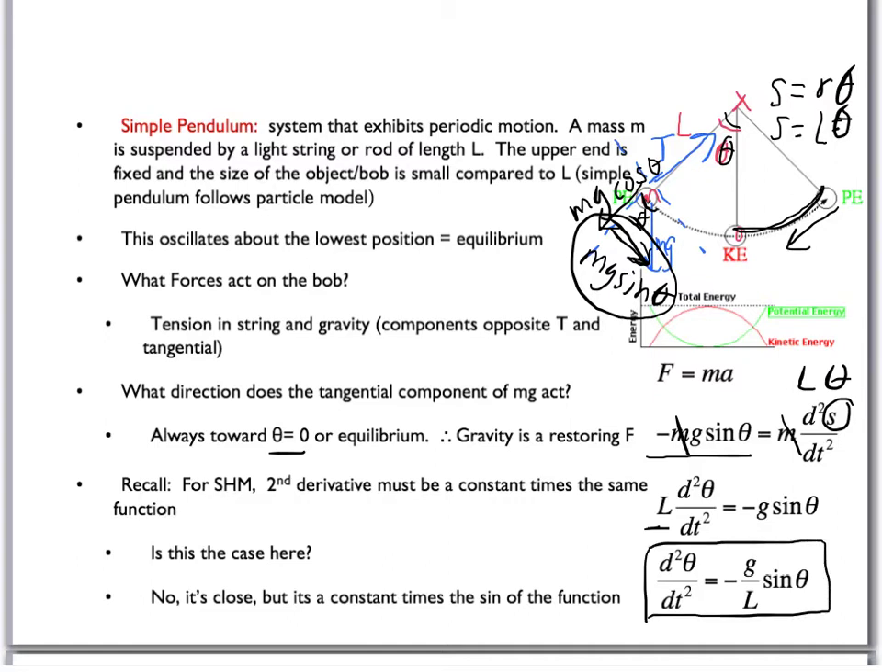What we need to remember is that for simple harmonic motion, the definition was that the second derivative of a function had to be equal to a constant times that exact same function. Is that the case here? The answer is not quite. The second derivative of the function theta is equal to some constant, but it's a constant not times theta, but instead a constant times the sine of theta. Here's where we're going to bring in the small angle approximation.